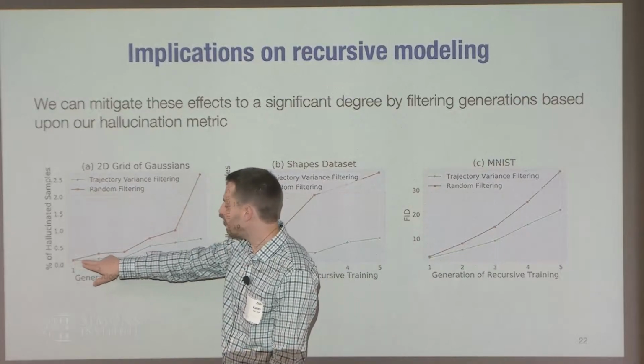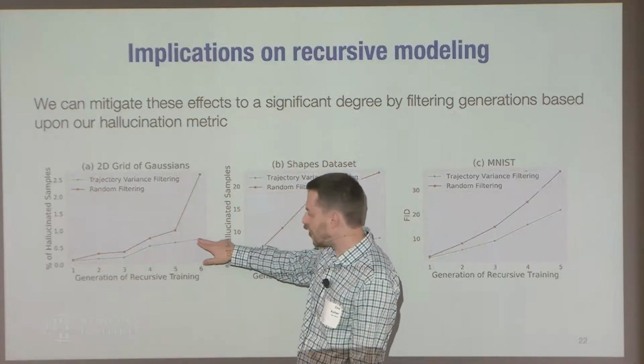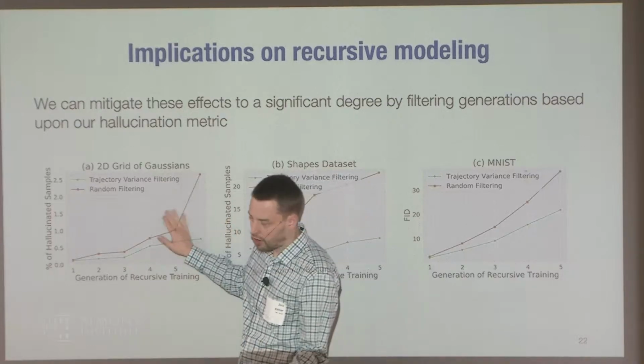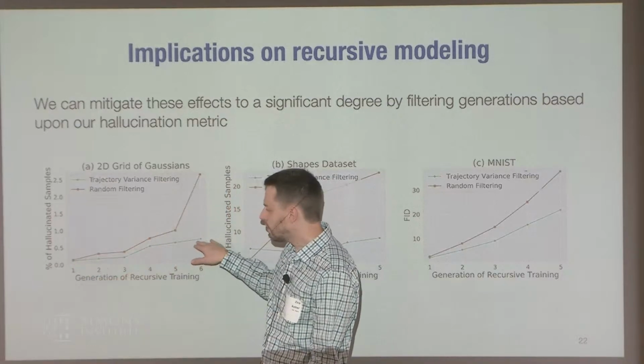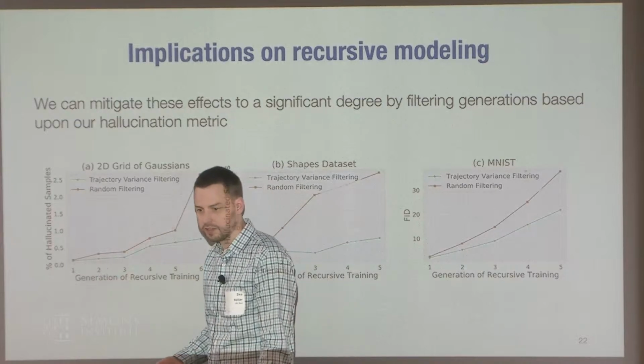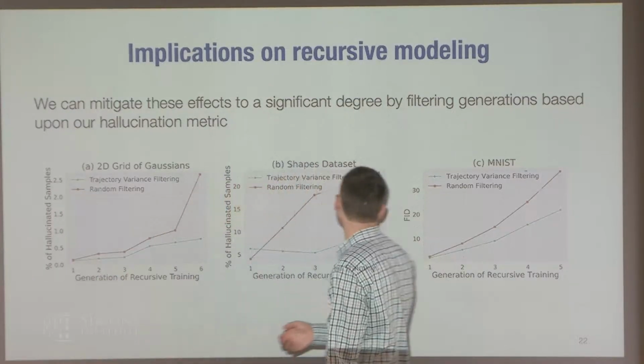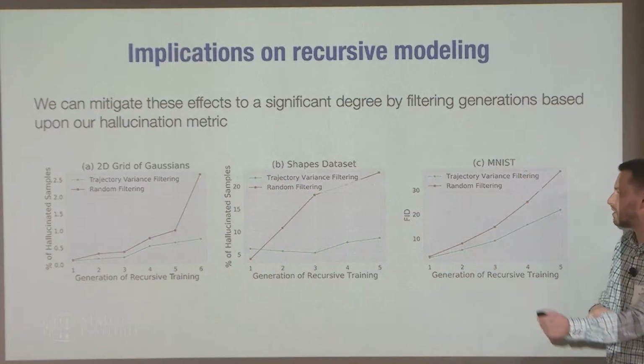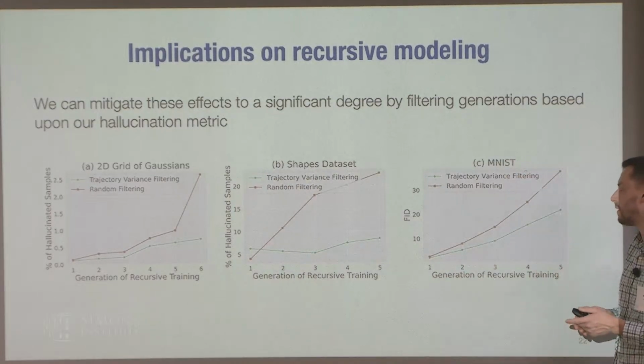You both keep your number of hallucinations lower over time, not gone entirely, but lower over time, while still retaining reasonable fidelity to the distribution. And so we do it for MNIST too, and for MNIST you also can have a lower FID, which is some sort of notion of how close you are to the real data.